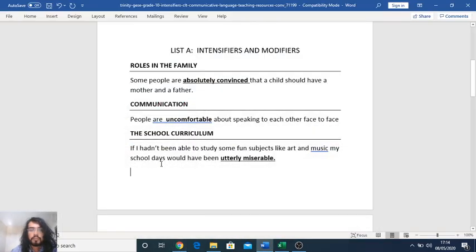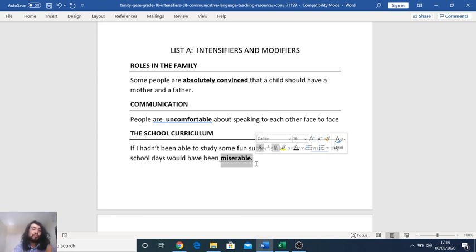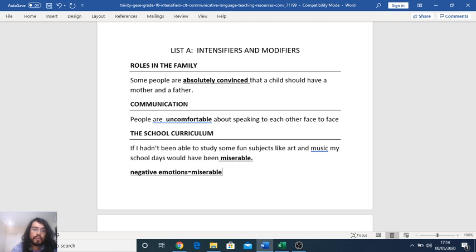So going back to our sentence here, if I hadn't been able to study some fun subjects like art and music, my school days would have been utterly miserable. Let's remove the utterly here. Okay, so the meaning is the same here. It would have been miserable. So when we say the word miserable, usually we think someone who is very sad. When we say our spirits are down, we mean that we have a low mood. And when we say we have a low mood, it usually means we are sad. We experience negative emotions. So negative emotions, the complete opposite of positive emotions, okay? So miserable is associated with negative emotions. That is one way of thinking about it.